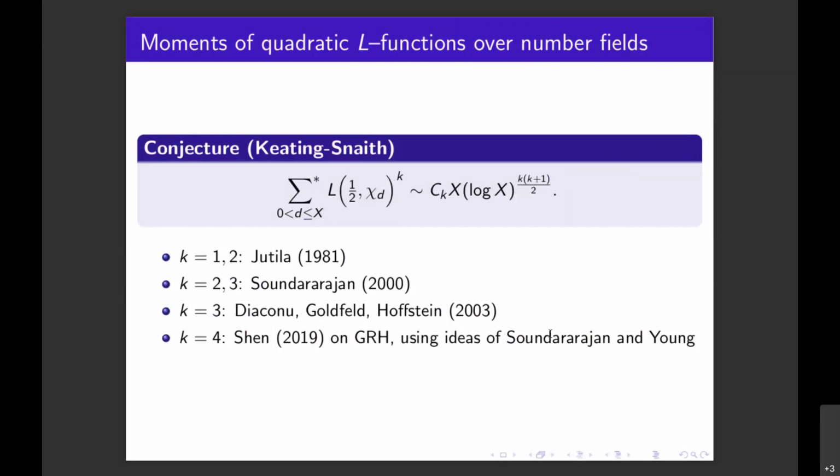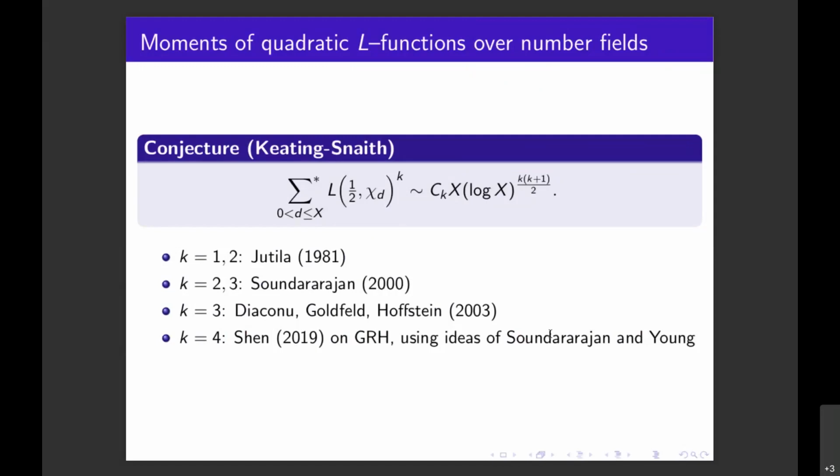And then there was later work of Diaconu, Goldfeld, and Hoffstein, who also obtained the cubic moment, but using completely different techniques. They used multiple Dirichlet series. And very recently, Shen computed the leading order term for the fourth moment. This is conditional on the generalized Riemann hypothesis, and he used ideas of Soundararajan and Young, who worked in a different family of L-functions. So this is what we know in terms of moments.